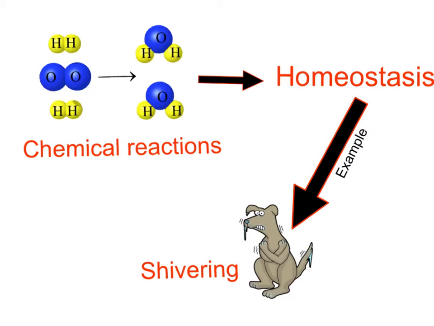Survival of an organism depends on chemical reactions inside the cell. Right now, there are tons of chemical reactions going on inside of your body. Those reactions can only take place when conditions are exactly right. The maintenance of a stable internal environment is called homeostasis.